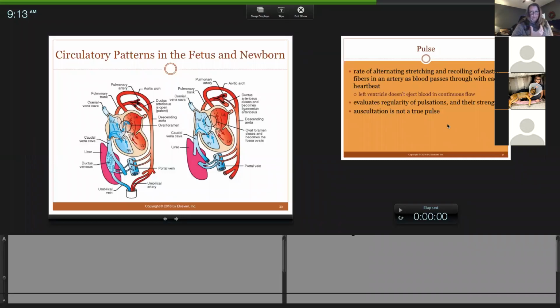But remember, there's preload. Preload is what blood is coming into the heart. And then there's afterload, which is the resistance to the artery. So when the heart pumps out the ventricle, it can only pump as much blood as it got into the heart, and it can only pump out to a certain diameter of a vessel.